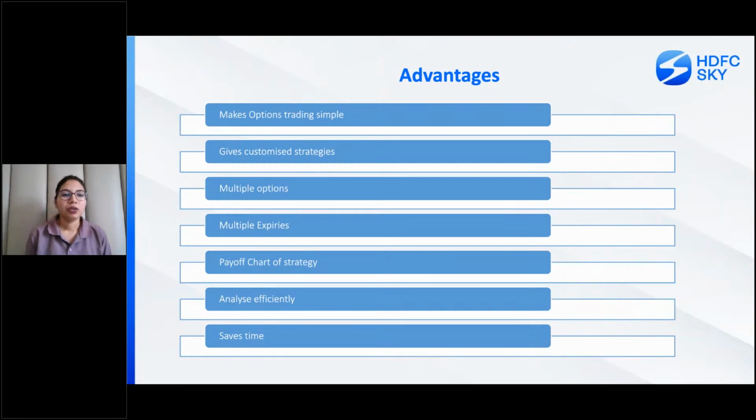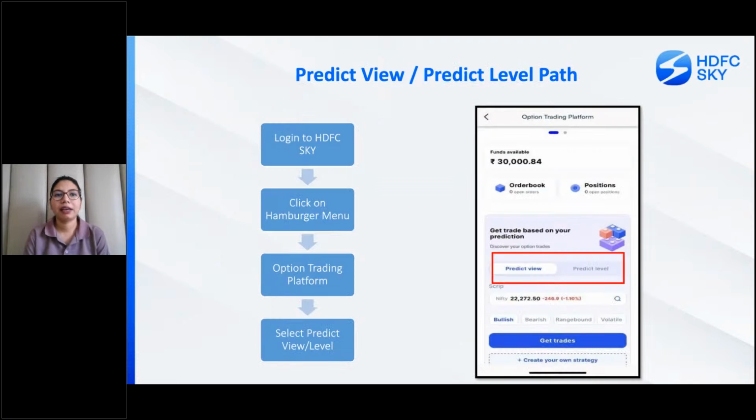Yeah, so with all these options, ultimately you will be able to analyze everything very efficiently, and based on that your trading decisions are going to be very much filtered, and your accuracy can be better. So let's go forward, and I will share where you find the predict view and predict level features.